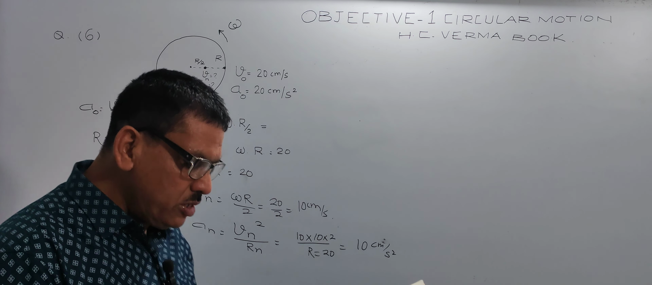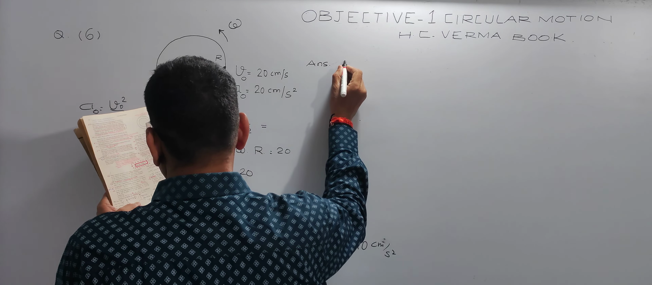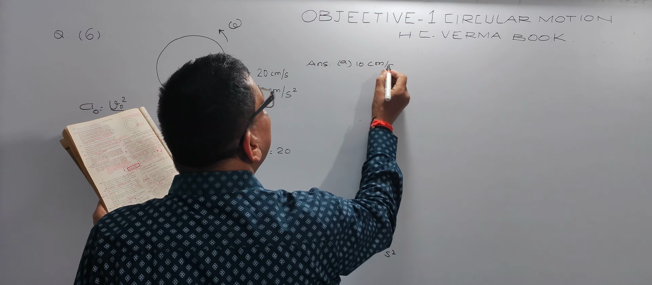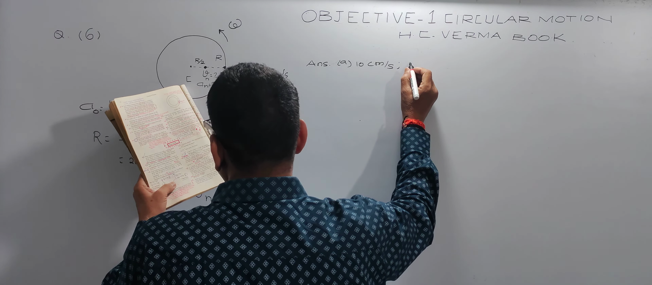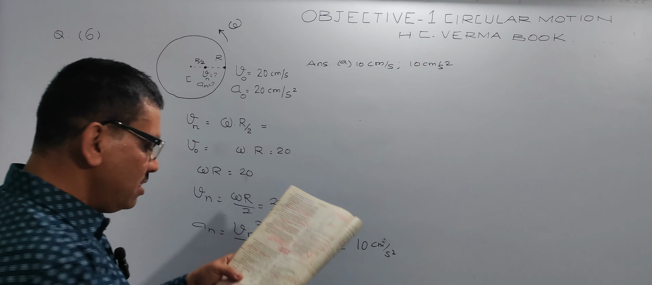Is it clear? So which is the correct answer? The correct answer is A: 10 centimeter per second is the speed and 10 centimeter per second square is the acceleration. This is the correct answer.